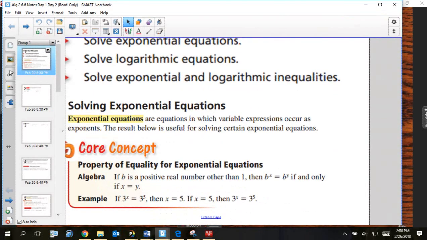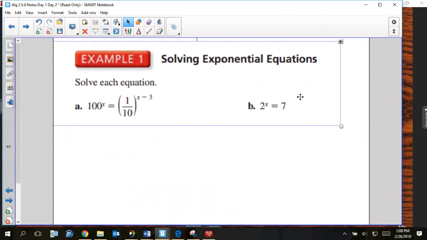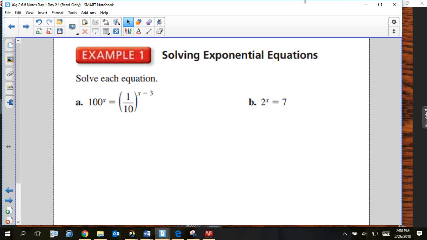Okay, so today we're going to be solving equations, and everything that you need to know for solving equations, I've already taught you. We're just going to put together thoughts of different things we've already learned in here. So the first question is 100 to the x equals 1/10 to the x minus 3. And when I look at 100 and I look at 1/10, I feel like both of them could be written as the same base to an exponent. Do you know what base gives me 100 and what base gives me 1/10?